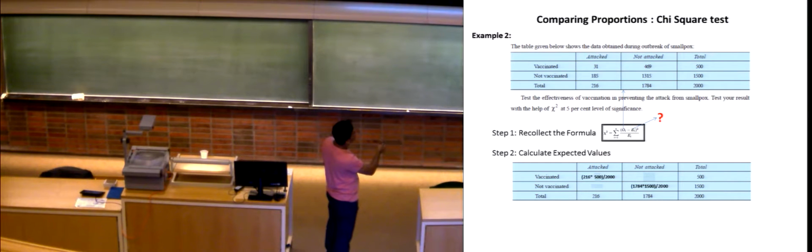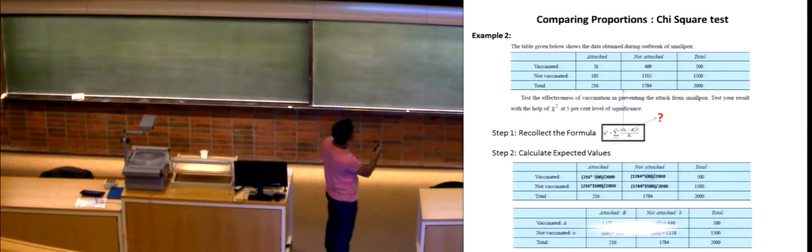Likewise, you do it for every cell, right? Then you get these values, the expected values. And you compare: 31 is compared with 54, and 185 is compared with 162. Likewise, you compare, right? Now the question is, are they different, the observed and expected?